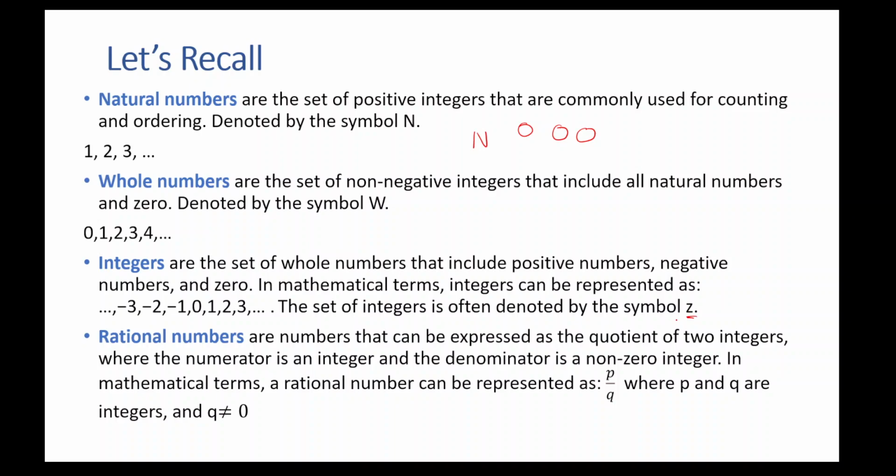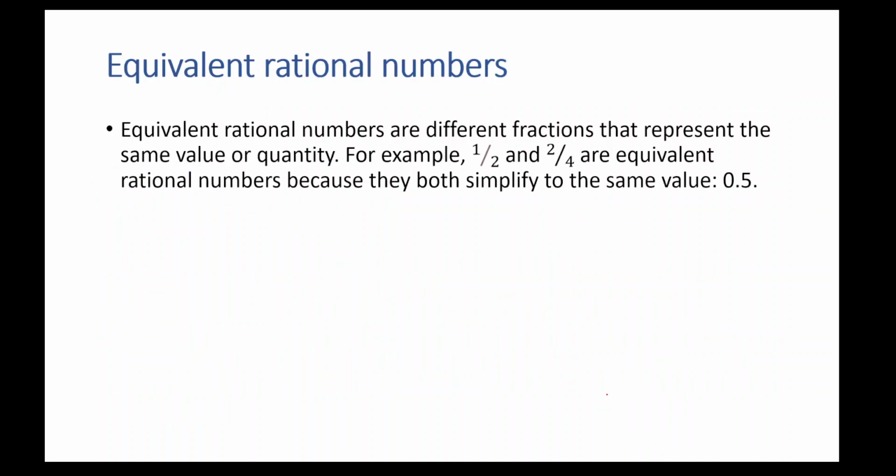Rational numbers are the numbers which are expressed as a quotient of two integers, where the numerator is an integer and the denominator is a non-zero integer. If we have the denominator as 0, the number is not defined. That's why for rational numbers, the denominator should be non-zero. It is represented by p by q, where p and q are integers, except q should not be 0.